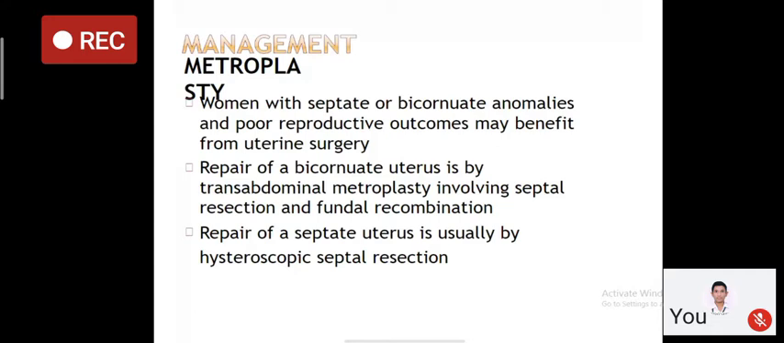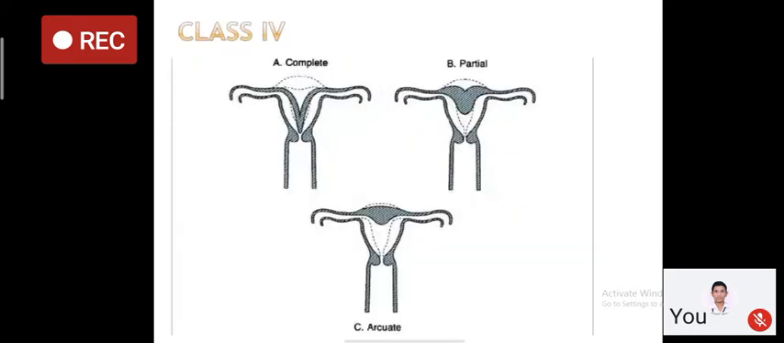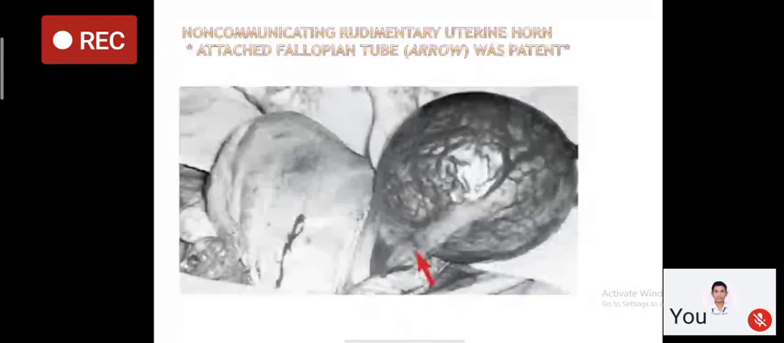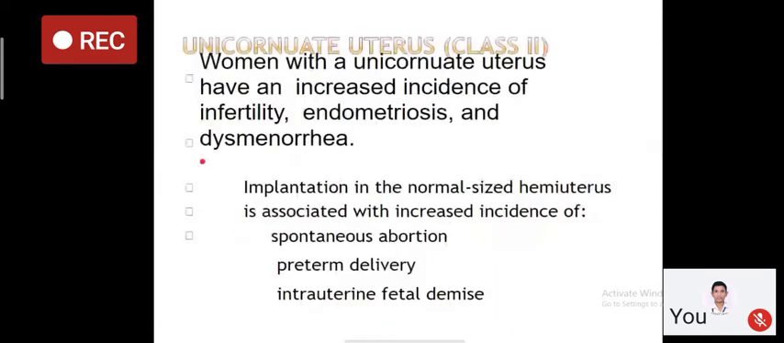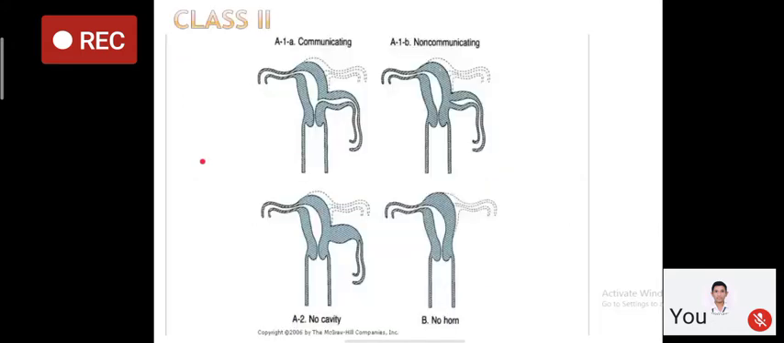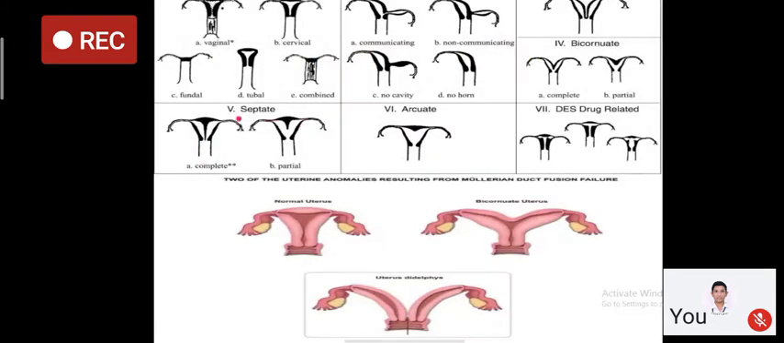Okay. Repair of septate uterus. What do you do in septate uterus? In the class 5, you have to do the septal resection. You can do it for both the partial and the complete. So the basic aim of the metroplasty surgery is to increase the capacity of the uterine cavity.